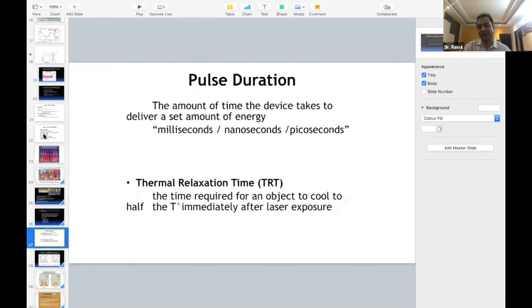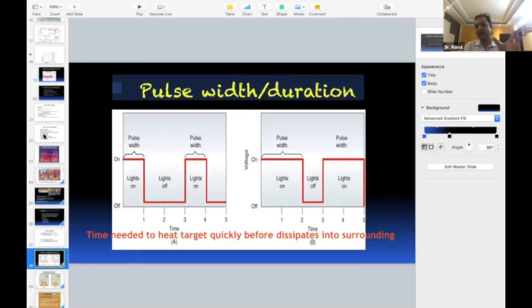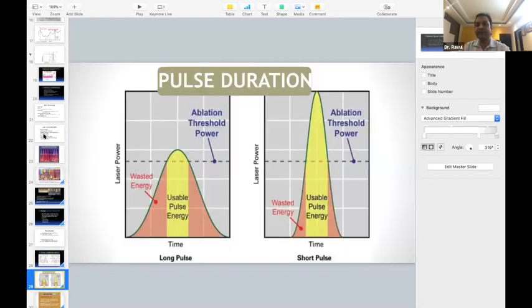I'll just explain that. Coming to the pulse duration, the amount of time you want to deliver the laser energy to a particular point is called pulse duration. And this is very important because you can have a smaller pulse width and a larger pulse width. So why it's important is, this is because of this. You can have a shorter pulse width or a longer pulse width.